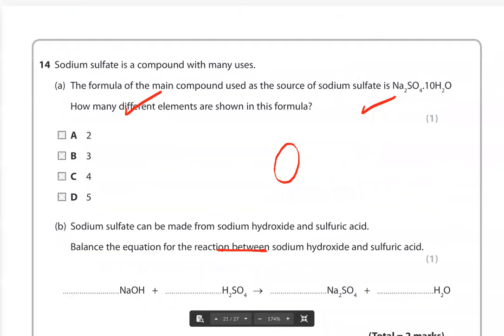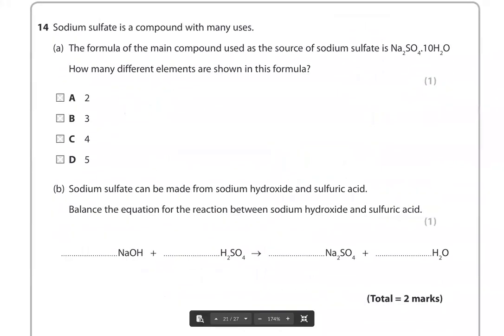Question 14. Sodium sulfate is a compound with many uses. The formula of the main compound used as a source of sodium sulfate is Na2SO4.10H2O. How many different elements are shown in this formula? Sodium is an element, sulfur is an element, hydrogen is an element, oxygen is an element. So here we have 4 different elements.